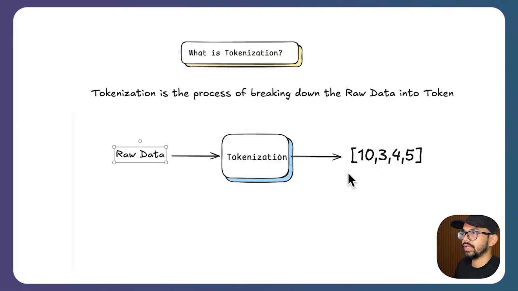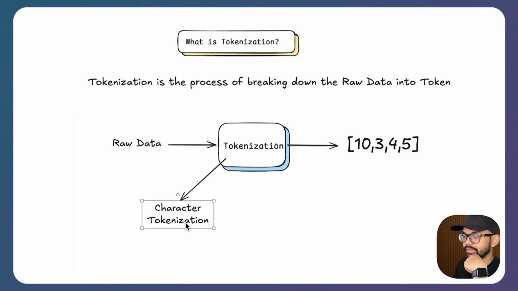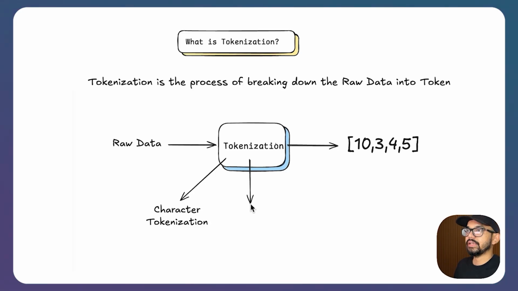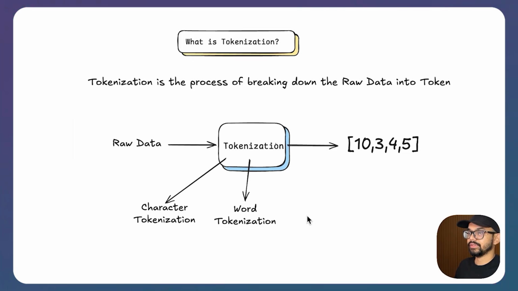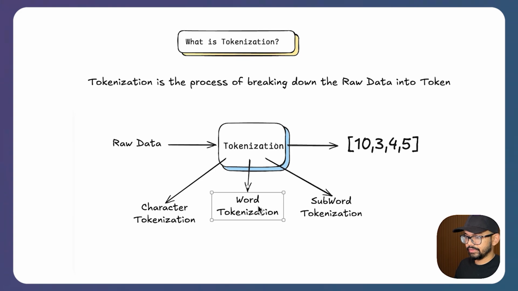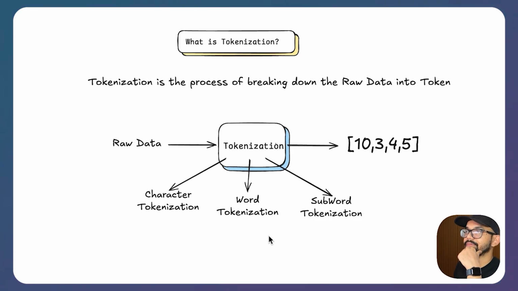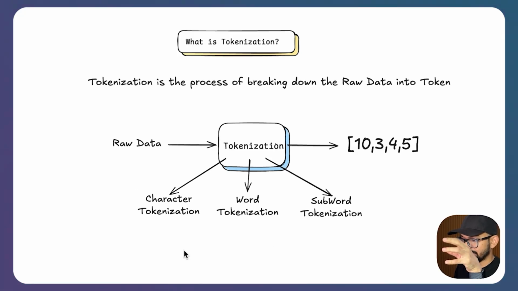That's what tokenization is. The first type is character tokenization. Then you could also tokenize based on words, which is known as word tokenization. And then there is a third type known as subword tokenization. These are the three types of tokenization that you will come across. Let's try to understand these three types based on some examples.